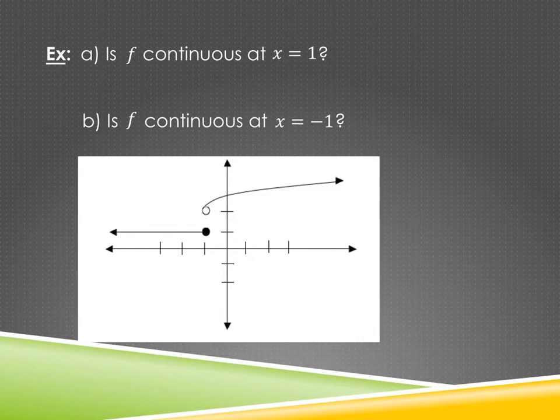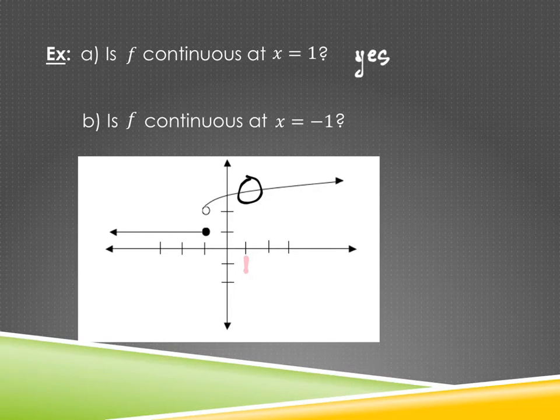So let's take a look at an example, the same one that we had before. You can flip back to page 1, or you can just look at this one. So this is on page 2 of your notes. Is f continuous at x equal 1? So x equal to 1 is right here. Is it continuous right there? Yes, it is. The function exists. The limit exists. And they're the same. Or in more visual terms, I don't have to pick up my pencil to draw it. Of course it's continuous there.